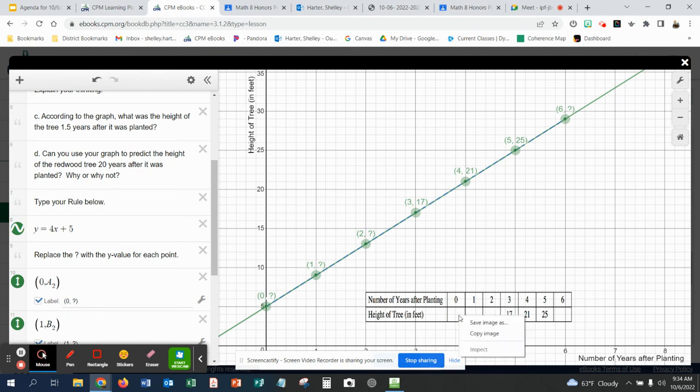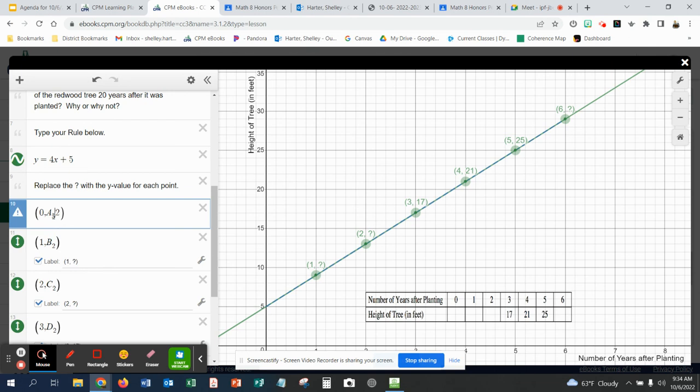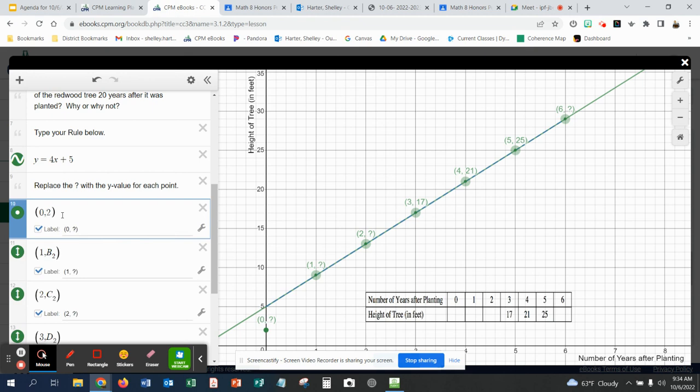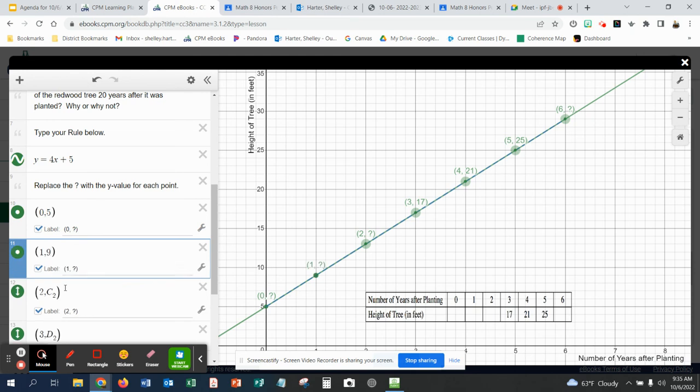And then you can plug in that? No. So 0 and 5. Oops. Oop, not 2. Uh, 1 and 9. See, you can change it as we go. 2 and 13. Perfect.